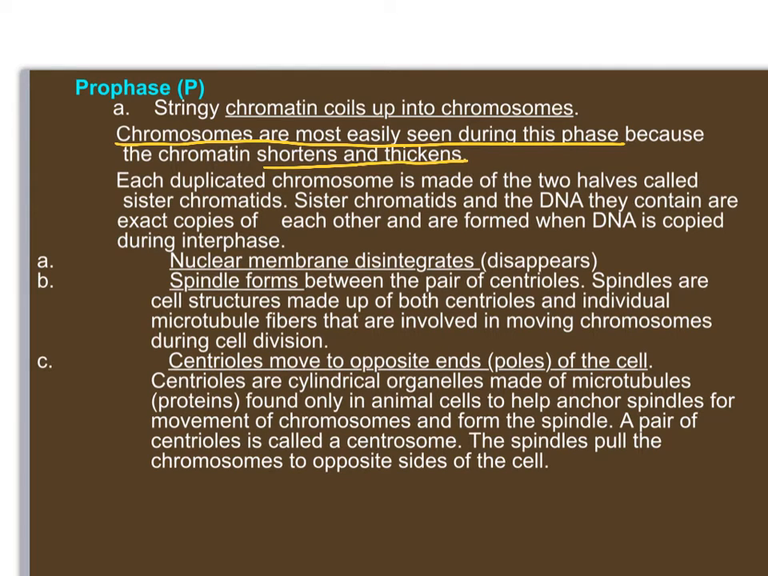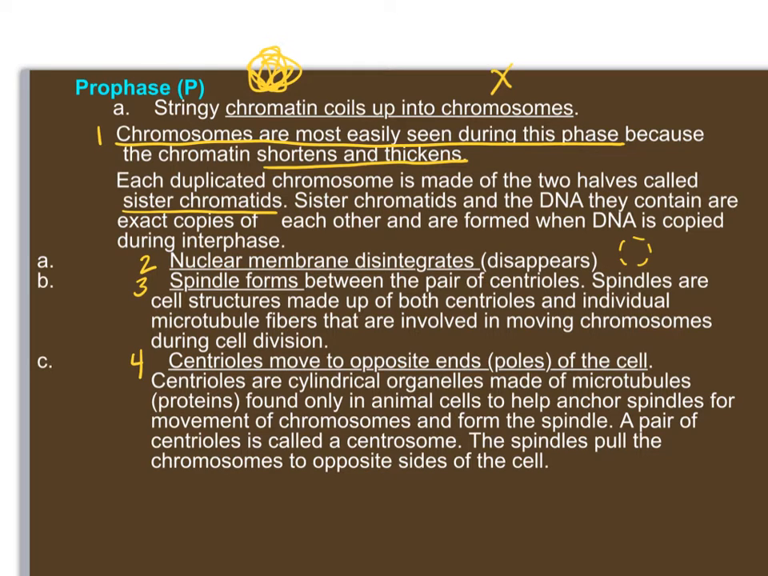Anyway, so chromatin becomes chromosomes. So chromatin kind of is all squiggly, and they become X's, your chromosomes. So each chromosome has been duplicated. It's made of the two halves called the sister chromatids. And so that's a replica of the DNA. So anyway, the other thing that happens is that the nuclear membrane disintegrates or goes away or disappears. And this can be represented by a dotted line in prophase.